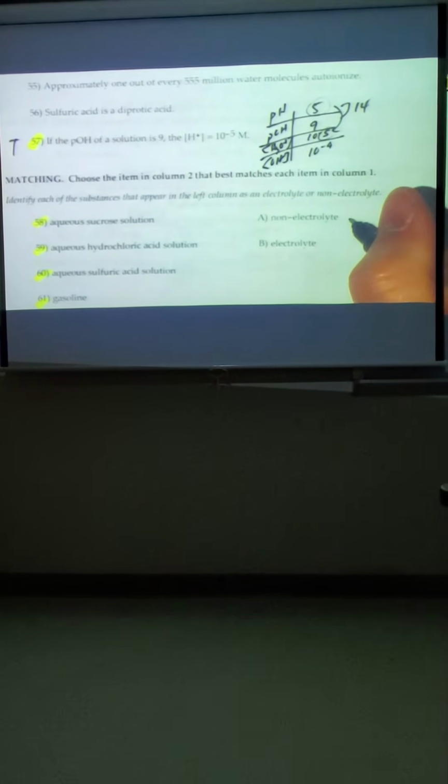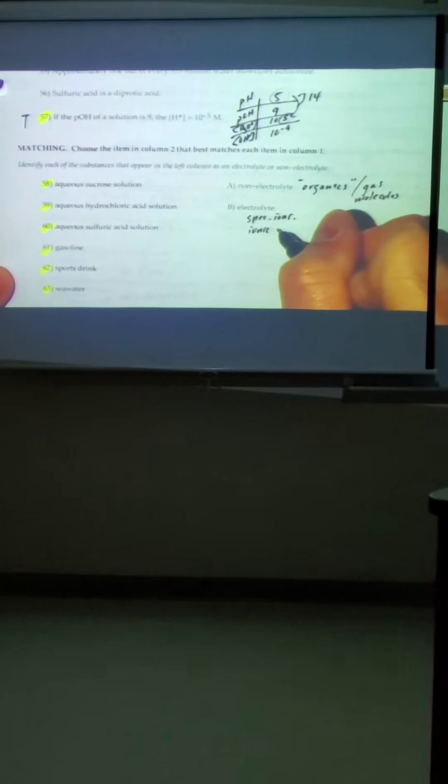So 58 through 63, these are just examples of electrolytes. So non-electrolytes are usually organics. It could be gas molecules as well. And then electrolytes are things that were spectator ions from the previous chapter. They're typically ionics. So ionic salts, that kind of thing. So sucrose. Sucrose is a sugar. Sugars are organic, so definitely a non-electrolyte there.